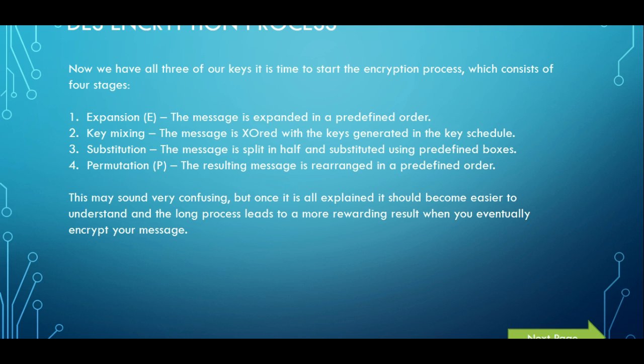Then the third phase is substitution, where the message is split in half, and it is substituted using predefined boxes or grids. And then finally, the final stage is permutation, where the resultant message is rearranged in a predefined order, and that is probably the easiest stage out of the four. So we get past the first three stages, and then the fourth one is a very easy stage.